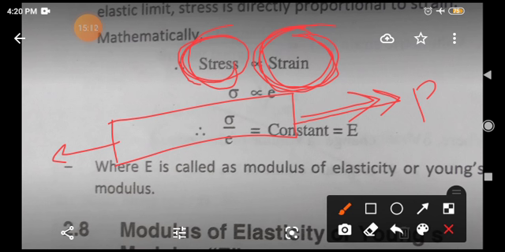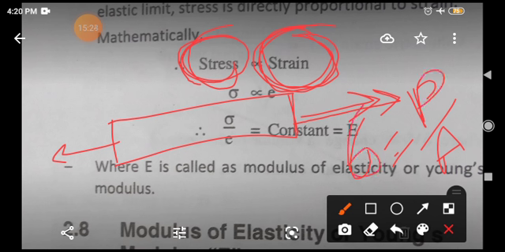That means you are increasing load, stress will also increase. Stress is what? P upon A. Considering area is constant, if you are increasing P, stress is also increasing.